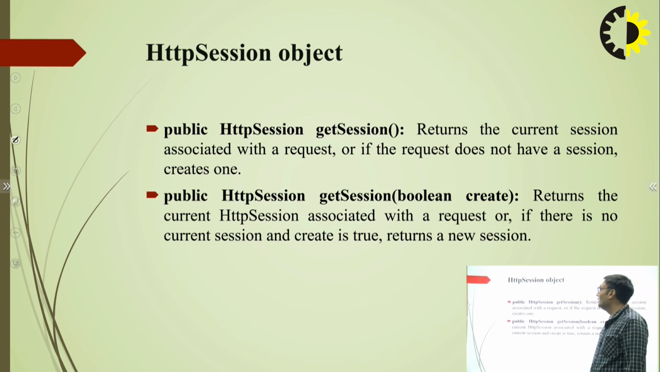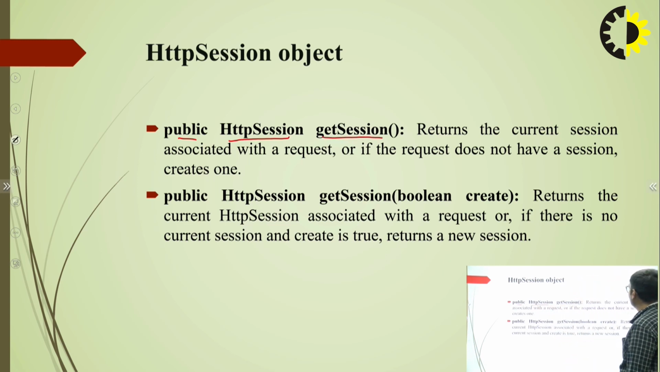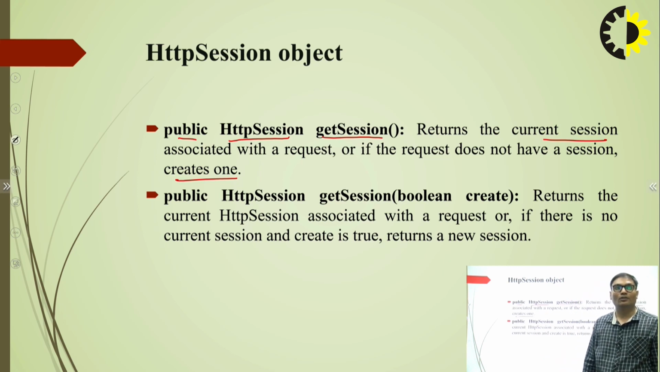Now, how can an HttpSession object be created? An HttpSession object can be created using the HttpServletRequest getSession method, and this method returns the current session associated with the particular request, and if the request doesn't have a session, it will create one. So the session object can be created with this method.